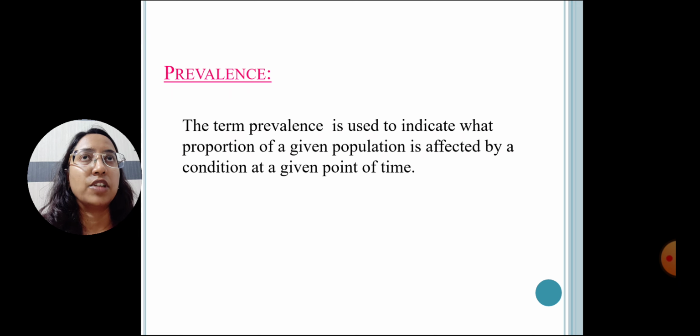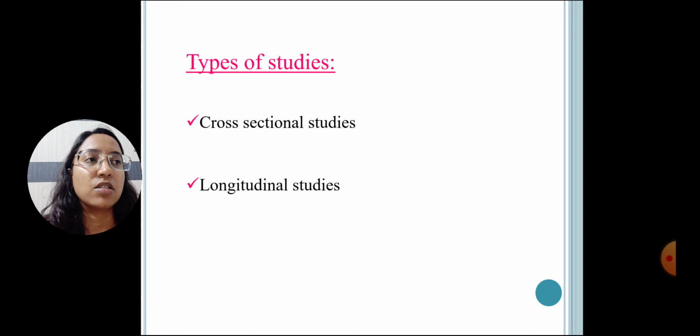When we are looking at these epidemiological studies, when we are looking for certain events in the population, we are looking at something called prevalence. The term prevalence is used to indicate what proportion of a given population is affected by a condition at a given point of time. So, among the entire population, how much of the population is having a certain condition. That is prevalence. To know the prevalence of an event in the population, we can plan different types of studies. Broadly, it could be a cross sectional study or a longitudinal study.